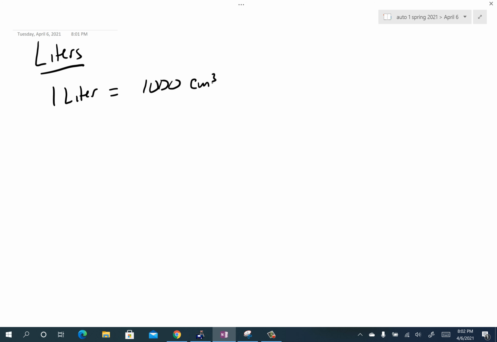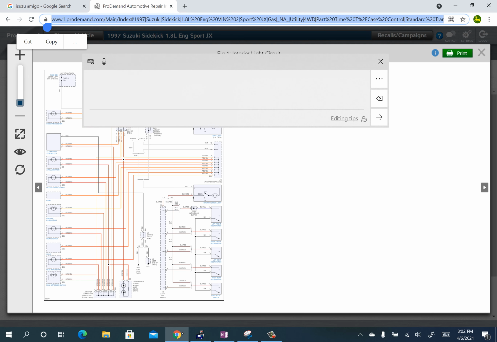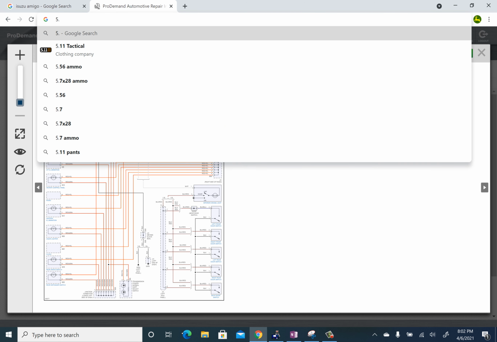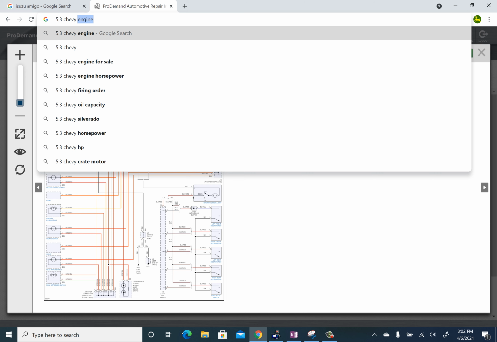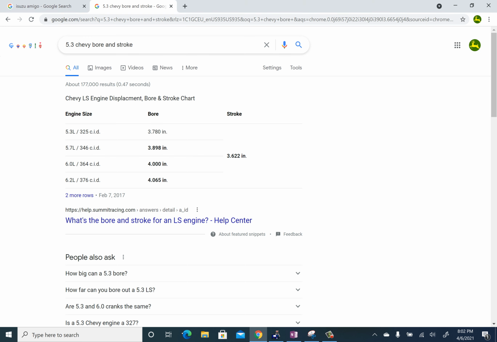Okay. So when we're talking about metric style engines or metric designed engines, if you will, we're going to look up a couple here in a second. What I want you to see is that they will literally be given in millimeters. Mr. Green would prefer, well, not prefer, I'm just going to show you what I do. 5.3 Chevy bore, stroke. Cool, whatever. Now, so the 5.3 liter engine has a 3.78 inch bore.